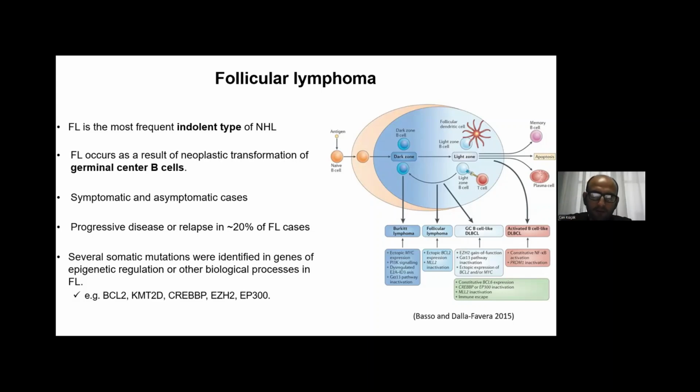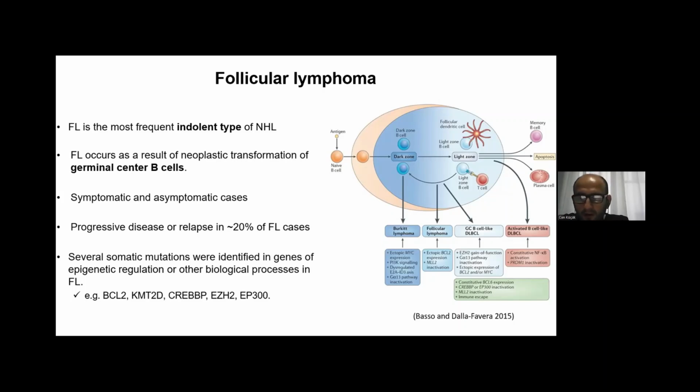One interesting feature of this type of cancer is that the patients can be symptomatic during diagnosis, but they may also be asymptomatic. Another important characteristic is that although it is an indolent cancer, in around 20% of the FL cases, we see progressive disease or relapse. Some of the follicular lymphoma cases can undergo histological transformation to a more aggressive B-cell lymphoma, such as diffuse large B-cell lymphoma.